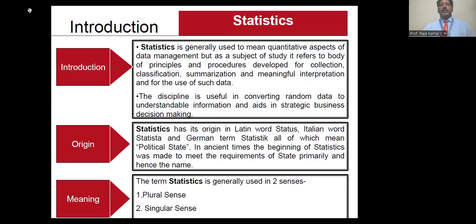Good morning. In today's world, statistics is a very useful tool that is used in many disciplines. So let's have a glance at statistics, what the subject actually is.